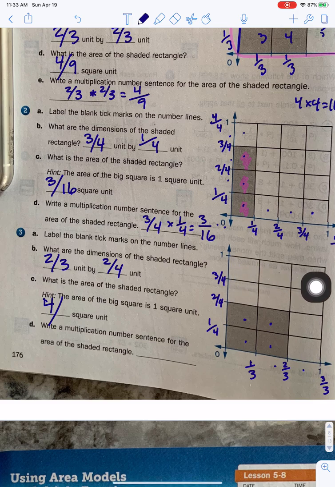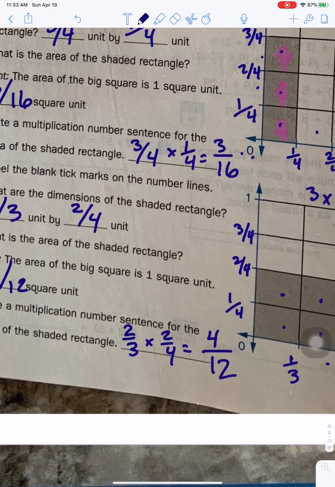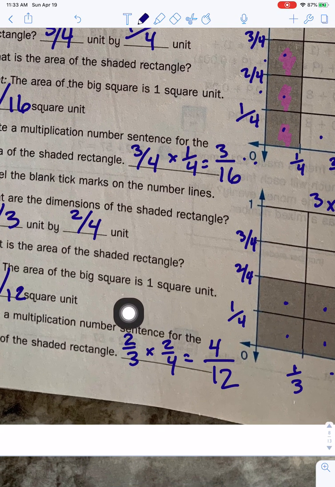1, 2, 3 going across, and 1, 2, 3, 4 going down. So 3 times 4 is 12. So there's 12 total. So our answer is 4/12 square unit. Write a multiplication sentence for the shaded area: 2/3 times 2/4 equals 4/12.